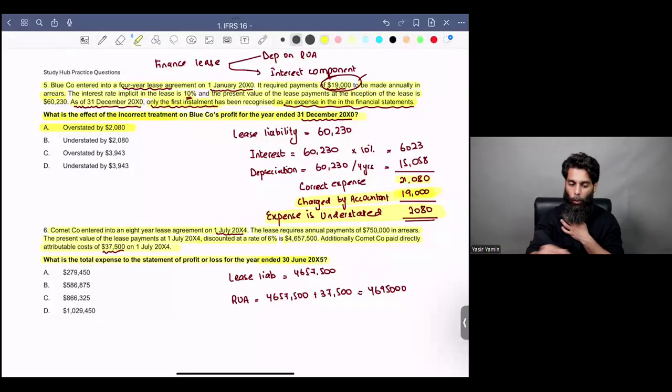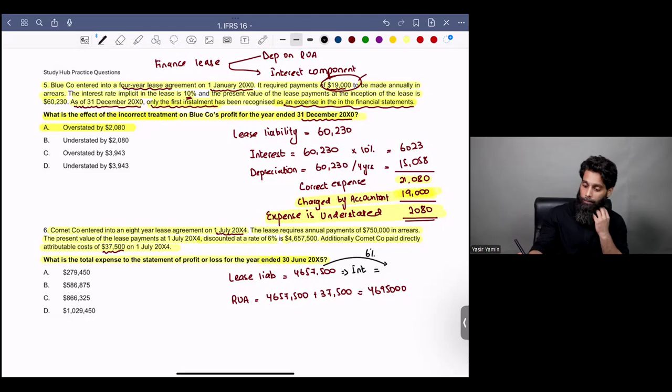In P&L, two things will go. First of all, there will be an interest cost. And how do you calculate interest? Your lease liability is 4,657,500. The interest rate implicit in the lease is 6%. So how much should the interest cost be? 4,657,500 into 6%. And what about the RUA? You need to calculate depreciation on the RUA.